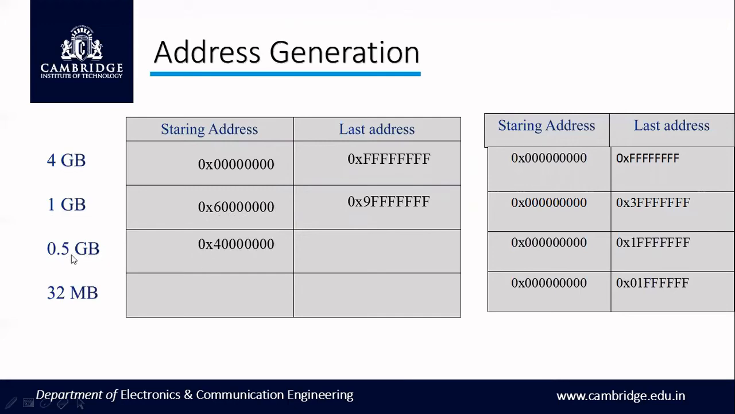So for 1 GB, if I know the starting address, I need to just add 3 followed by 7 Fs. Similarly, for 0.5 GB, if I know the starting address, to generate the last address for that space, I need to add 1 followed by 7 Fs, which will give me 5FFFFFFF. For 32 MB, I need to add to this number 0, 1 followed by 6 Fs, which will give me 23FFFFFF. So this is basically to help you understand how to generate the last addresses given the memory size.